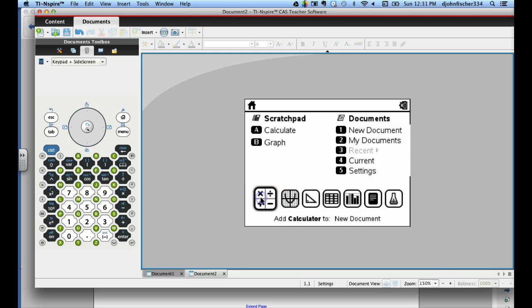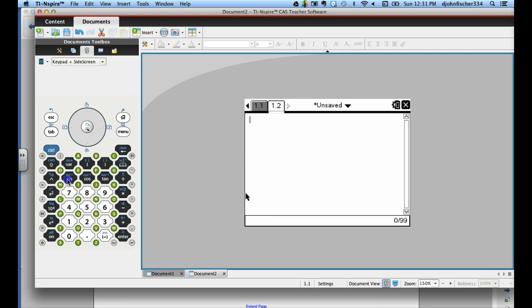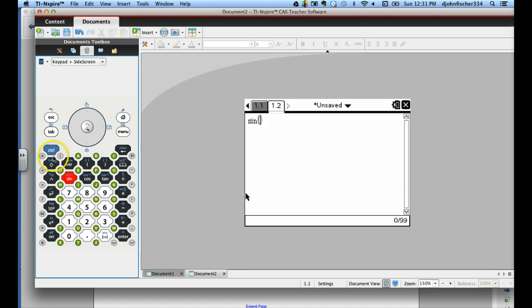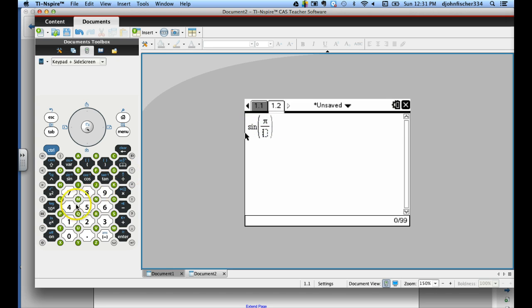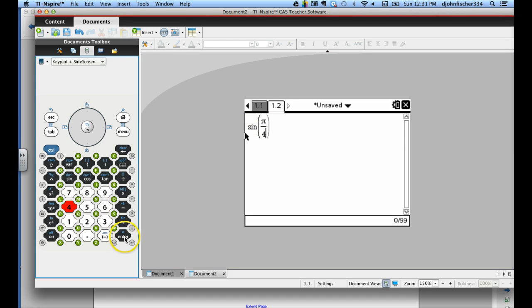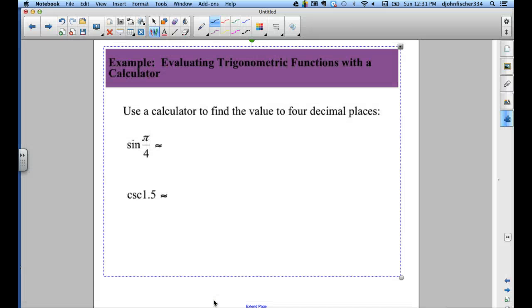Then we're going to go back here and say sine of pi over 4. So I'm going to go sine. And here's a fraction button you're going to get used to: control divide, fraction. So we're going to have pi over 4. And I always have to hit control enter, otherwise it's going to give you the exact answer. So we got 0.7071. My answer here to 4 decimal places is 0.7071.